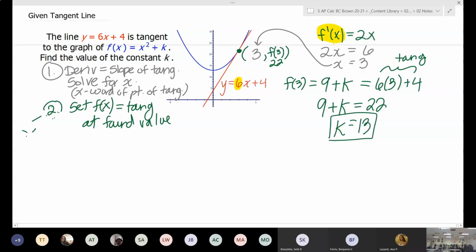Which you can probably see on the graph, since I didn't take the numbers off, it does make sense. You can see that at the k value of 13, that's a vertical shift for this problem, they are tangent. But that's the main idea that you want to go through. We have two equations we have to solve. For one of them, we had to find the x value, and then once we knew that x value, we knew that at that point of tangency, the tangent line was equal to the y value of the graph.